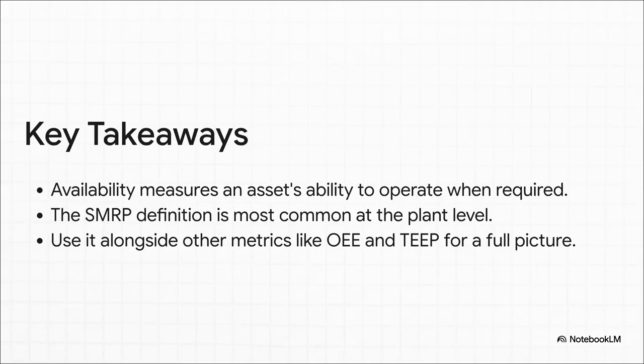All right, so let's boil all this down. What are the big things you need to remember? First, availability is your go-to metric for knowing if an asset is ready to perform when you need it. Second, for most of your day-to-day work, that SMRP definition is going to be your most practical and powerful tool. And finally, and this is a big one, remember that availability is just one piece of the performance puzzle. To get the full picture, you have to use it with other metrics like OEE, or overall equipment effectiveness, to truly get what's going on.